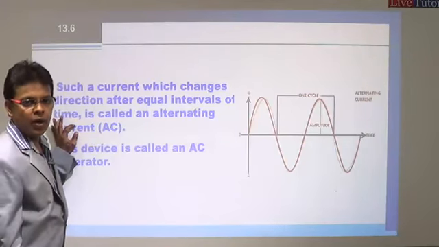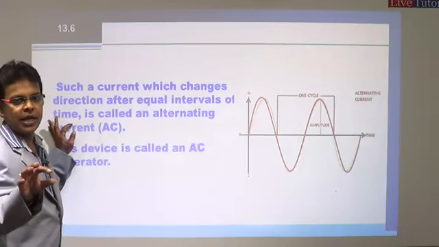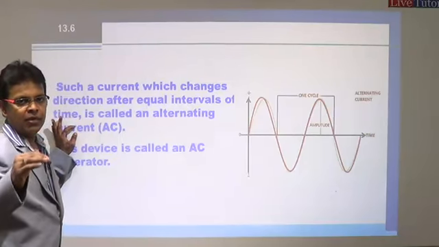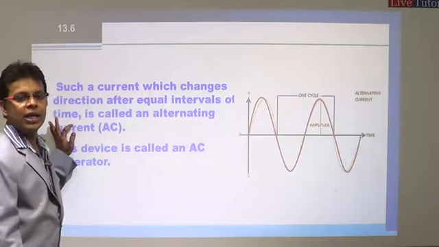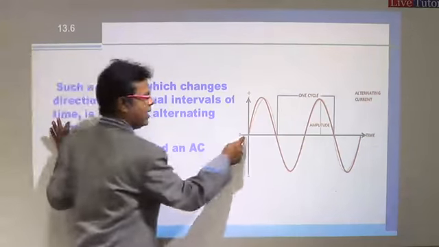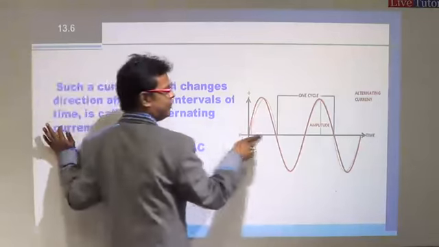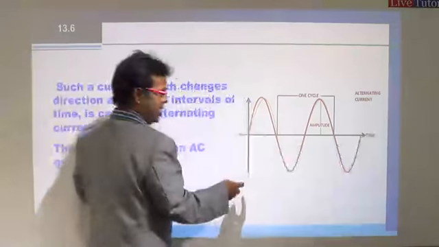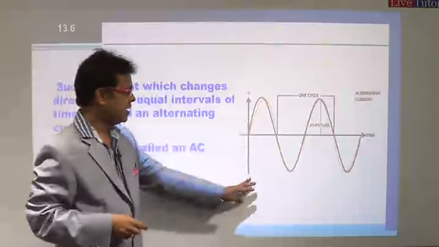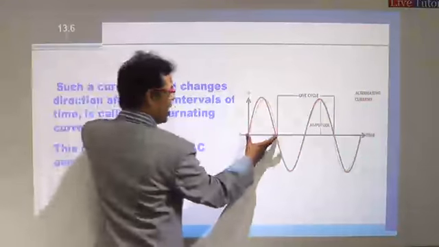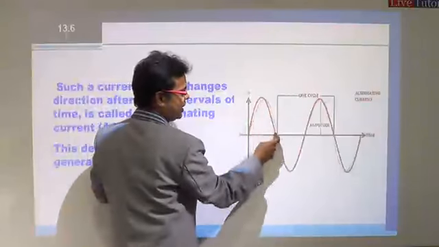It is called an alternating current. What is an alternating current? It means the current which changes direction after an equal interval of time. For example, I have drawn a graph here by taking time on the x-axis and the current on the y-axis. The direction of current changes after half rotation. This is one half rotation.